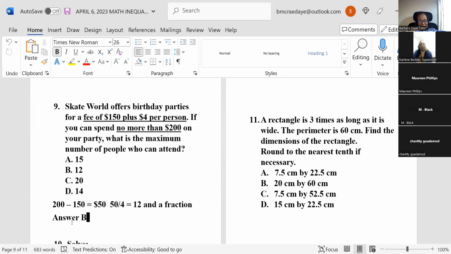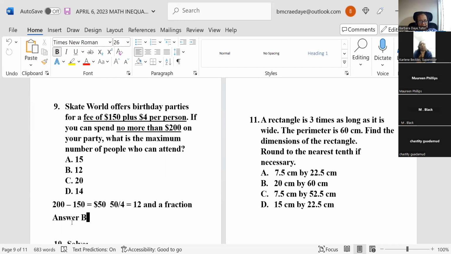What's the fee? Well, the fee was fixed. Remember I said it was fixed? So you're going to pay that right up front, so take that out of your budget. What's left over will affect how many people can go to the gate.